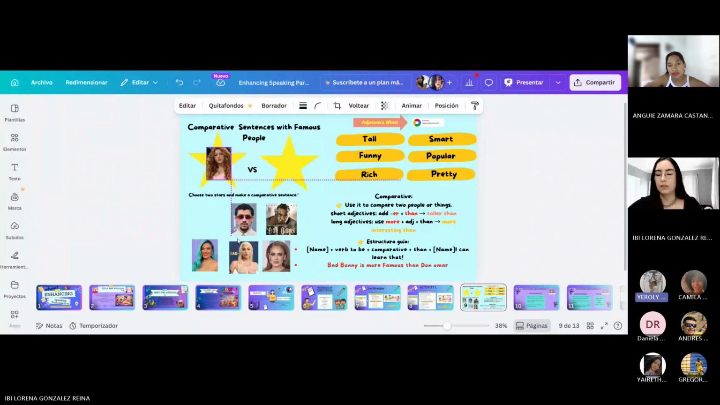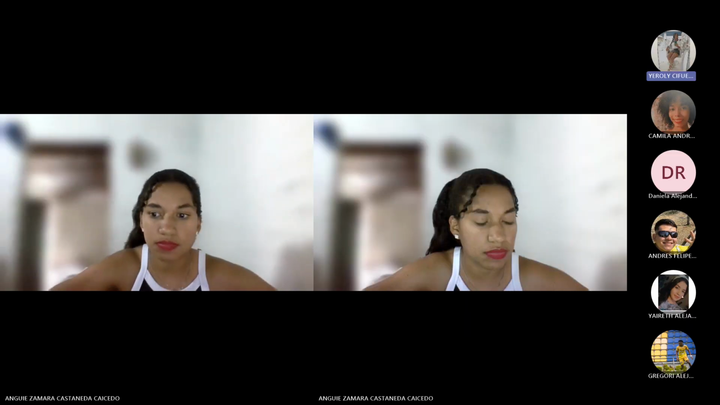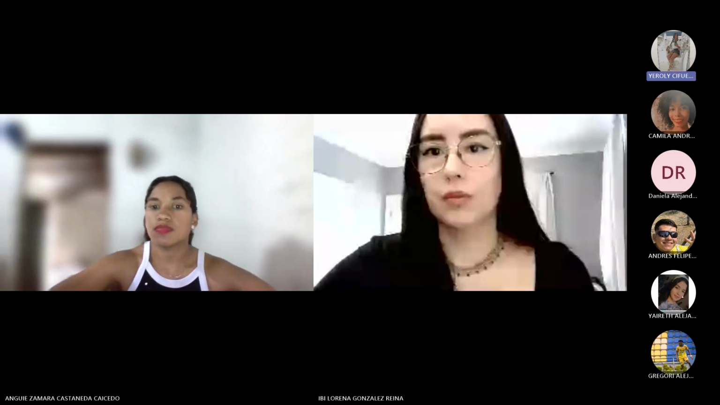Then we spin the wheel to get the adjective. Finally, we create a sentence using the structure. Hold on one second. Now the structure is.